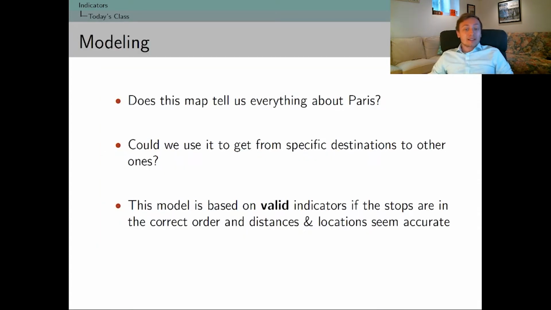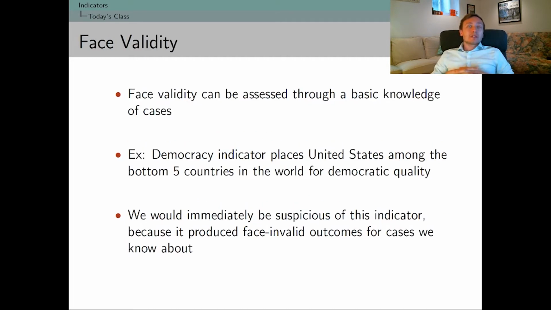It's based on valid indicators if we can look at this map and get a general sense that things are more or less where they're supposed to be. So this is really one of the ways that we can assess an indicator.